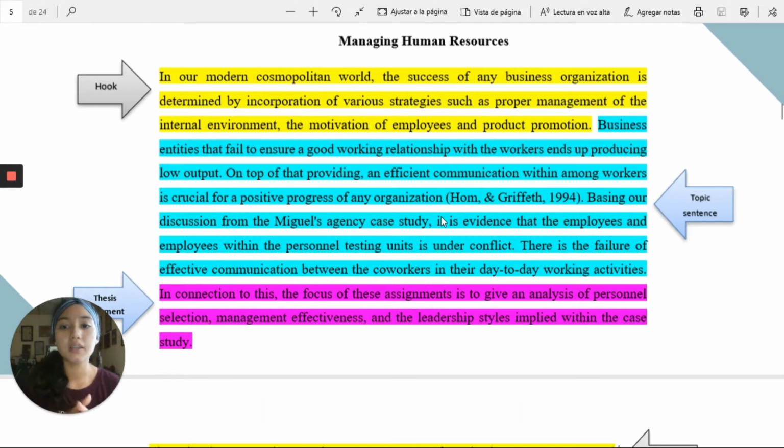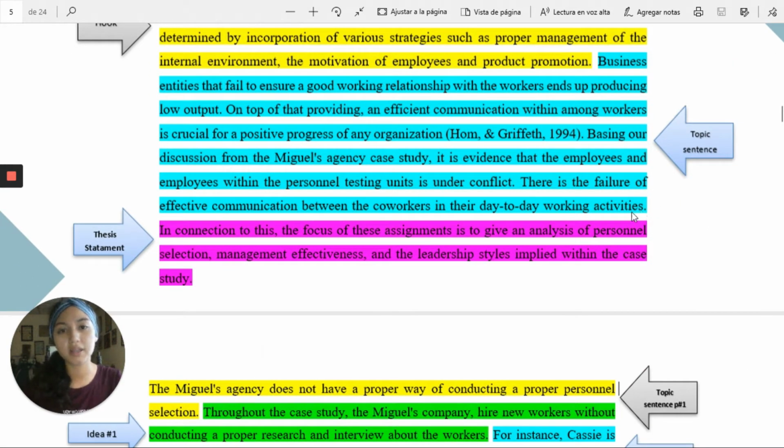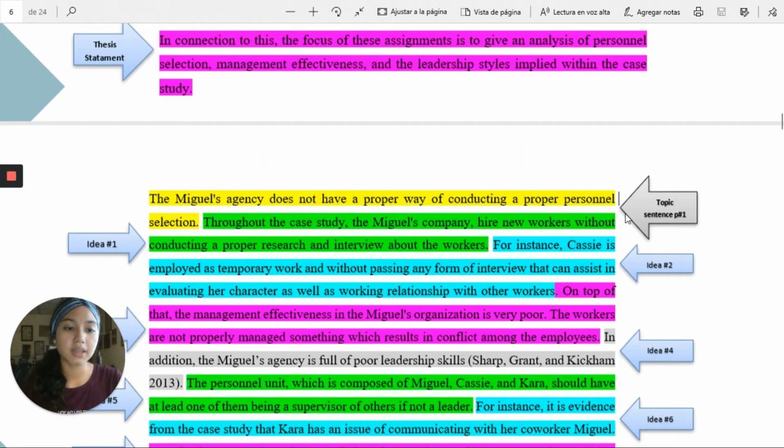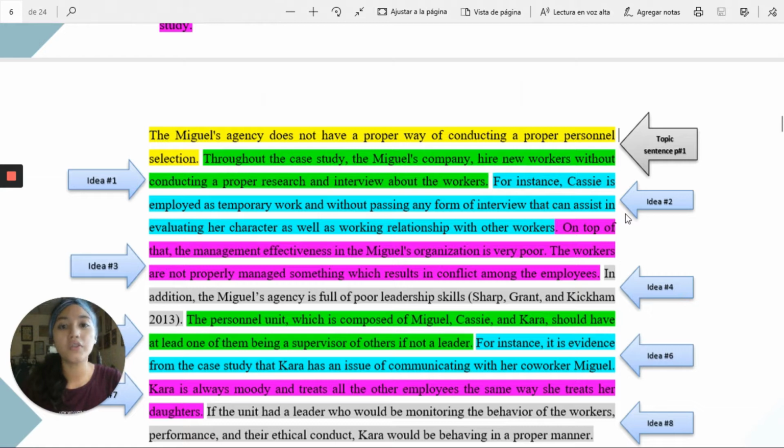So this, as we can see, is the first paragraph, or the introductory paragraph. We identified the hook sentence, as we can see in yellow color. Then we have the topic sentence in sky blue color, and we have the thesis statement in purple color. Then we have the topic sentence of the first body paragraph of the essay.